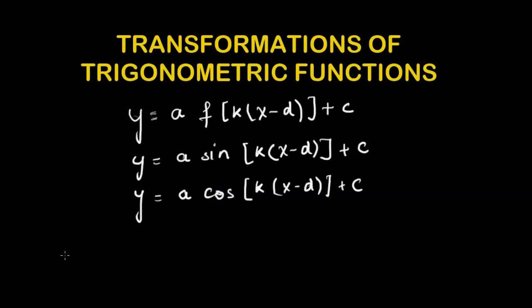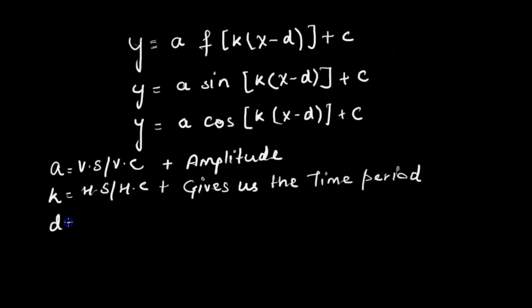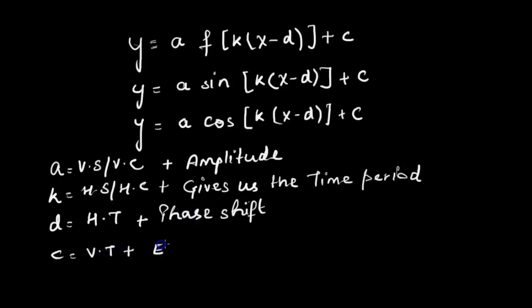We already know from previous grades that a represents vertical stretch or vertical compression, and in trigonometric functions it also represents amplitude. Similarly, k represents horizontal stretch or horizontal compression, and in trigonometric functions it also gives us the time period. Similarly, d represents horizontal translation, and in trigonometric functions it gives us the phase shift. c represents vertical translation. In trigonometric functions it gives us the equation of the axis of symmetry.